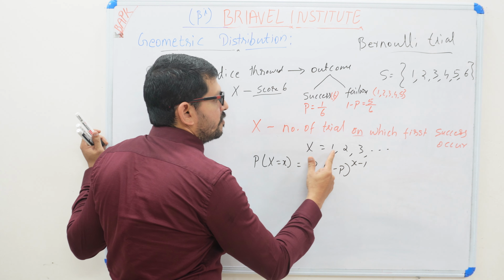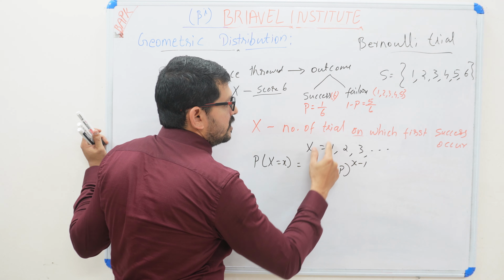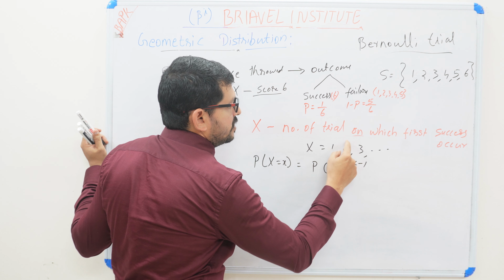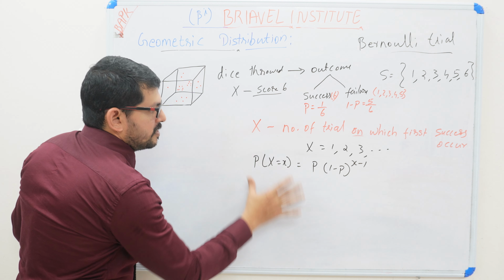So my trials will be first, first. This may be S is equal to 1 means the first one is a success. S is equal to 2 means the second one is a success and the first one failed. This will be expressed still.